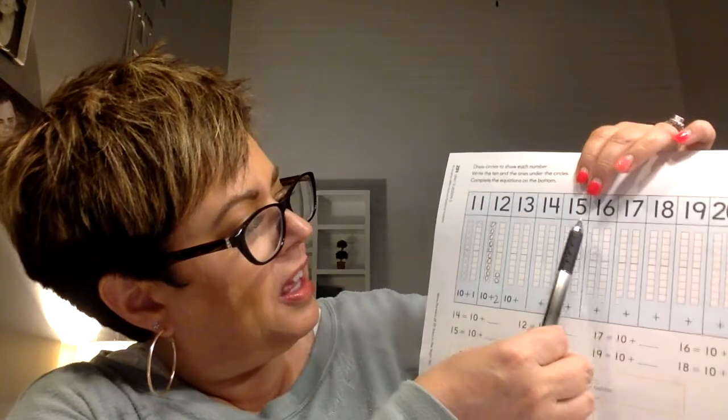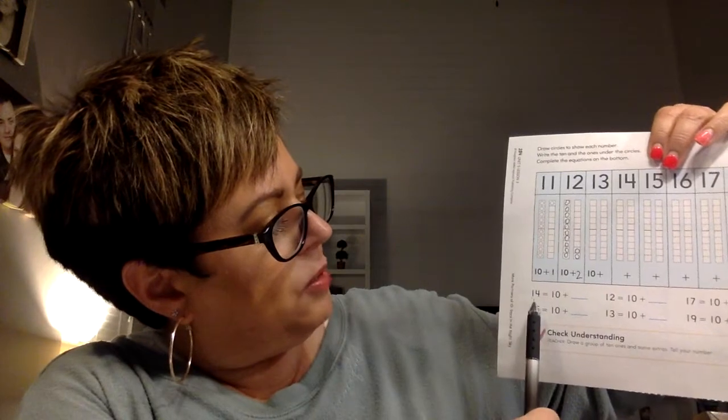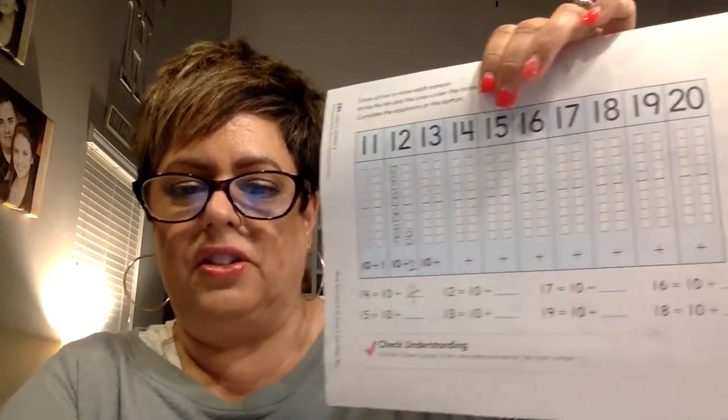How are we going to show 13? We're going to show 10 plus how many more? 3. Right here, we're going to show 10 plus how many more? 4 is 14. And then you're going to write the numbers down here. Then we know down here, we're showing the number first. So 14, if I go look up here, 14 equals 10 plus 4. So I want you to finish the rest of those.